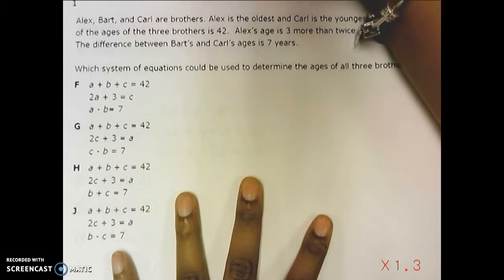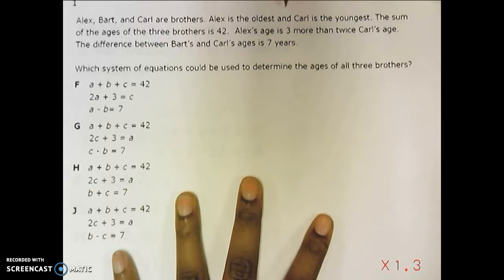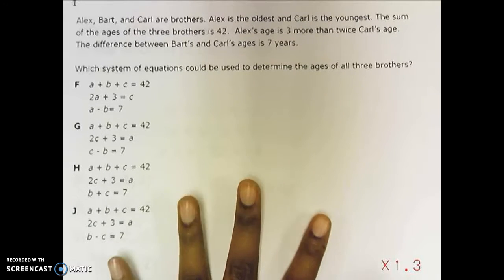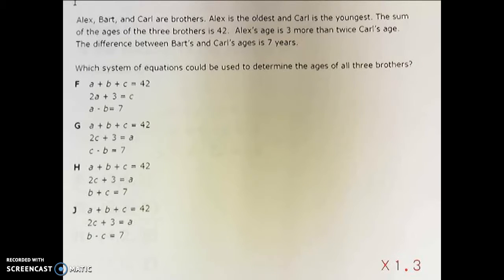Alex, Bart, and Carl are brothers. Alex is the oldest and Carl is the youngest. The sum of the ages of the three brothers is 42. Alex's age is 3 more than twice Carl's age. The difference between Bart's and Carl's age is 7 years. Which systems of equations could be used to determine the ages of all three brothers?